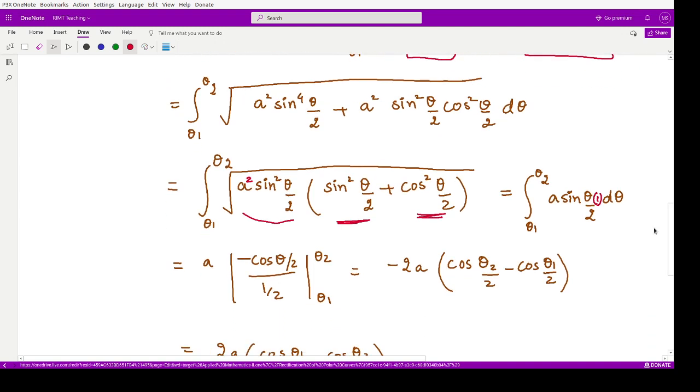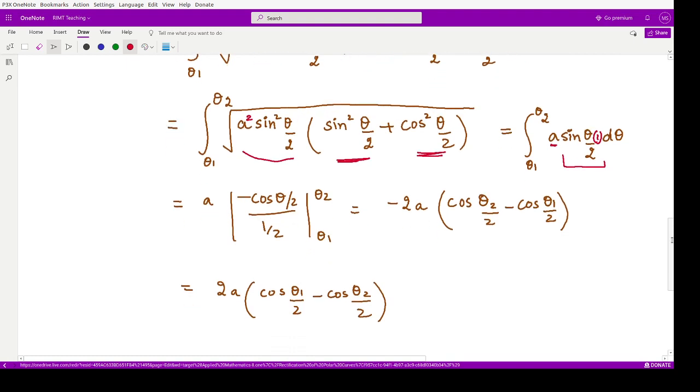Now a is constant, so it comes out of the integration, and the integration of sine theta by 2 is minus cos theta by 2 divided by the coefficient of this angle. The coefficient here is 1 by 2, so we divide by 1 by 2. The limits are from theta 1 to theta 2, so we substitute the limits. This becomes minus 2a, and then we have cos of theta 2 by 2 minus cos of theta 1 by 2. So this is the final answer.